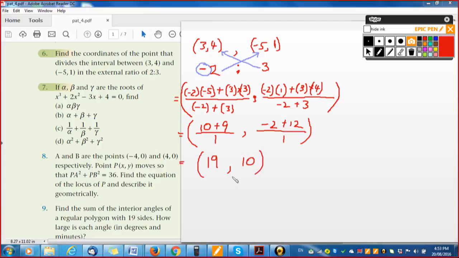Does that make sense? Do you want to check your answer with the answer in the back to make sure that's right? Yep, that's right. Okay, cool. Does that make sense?